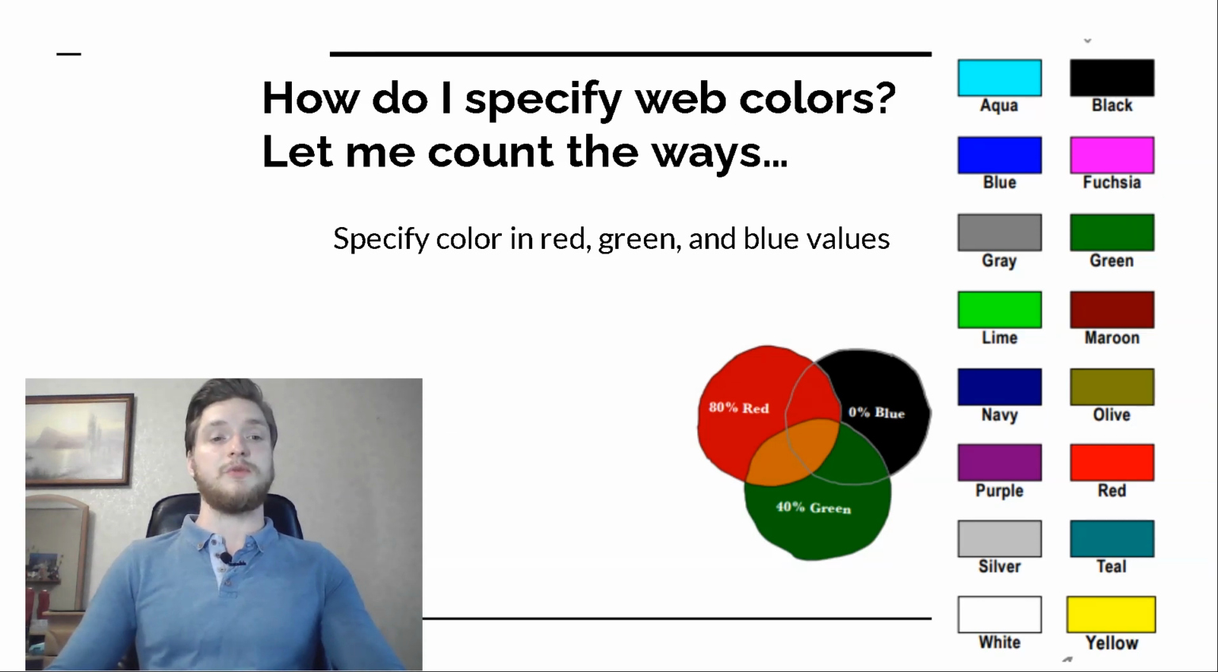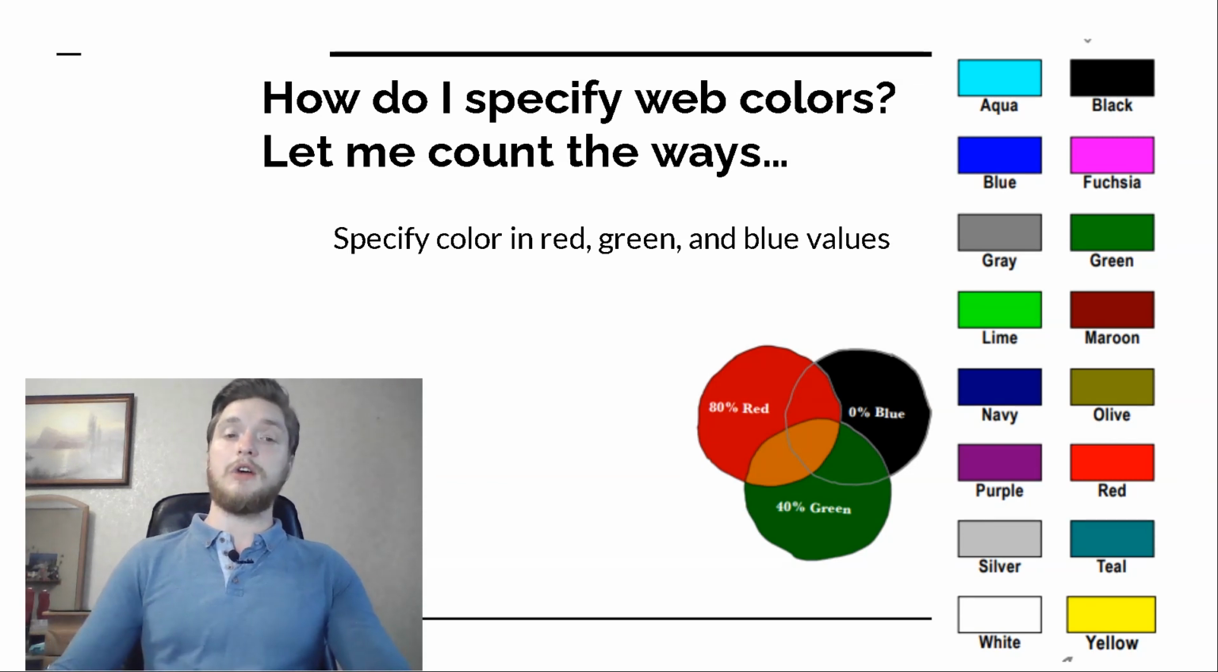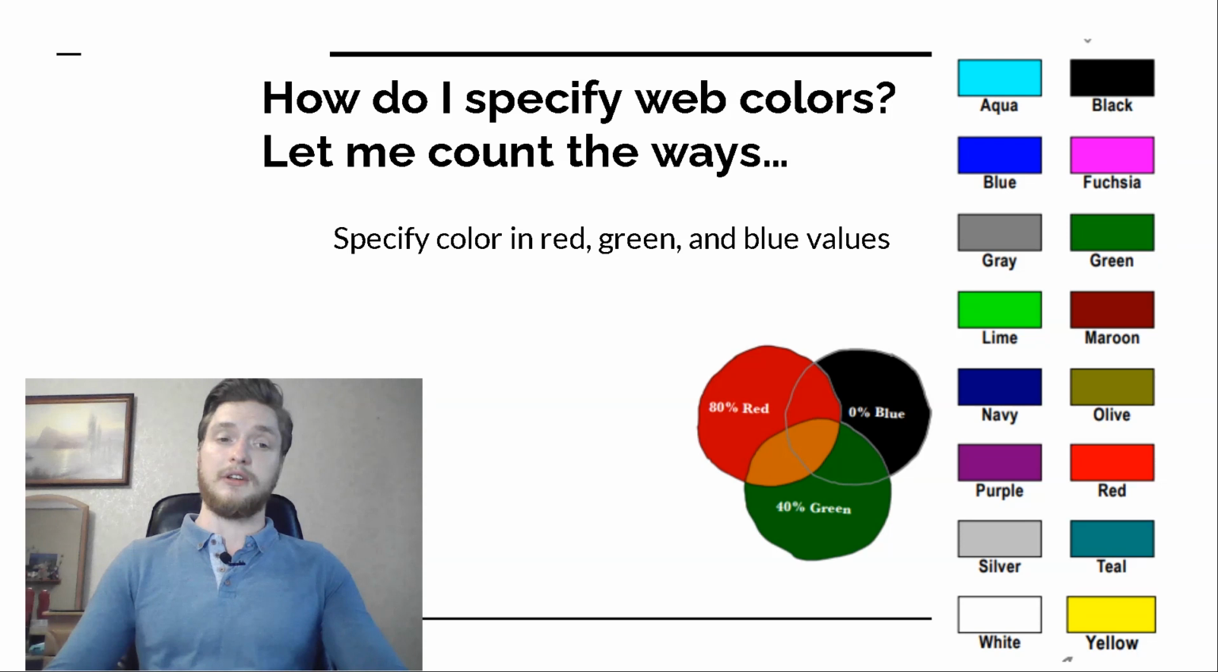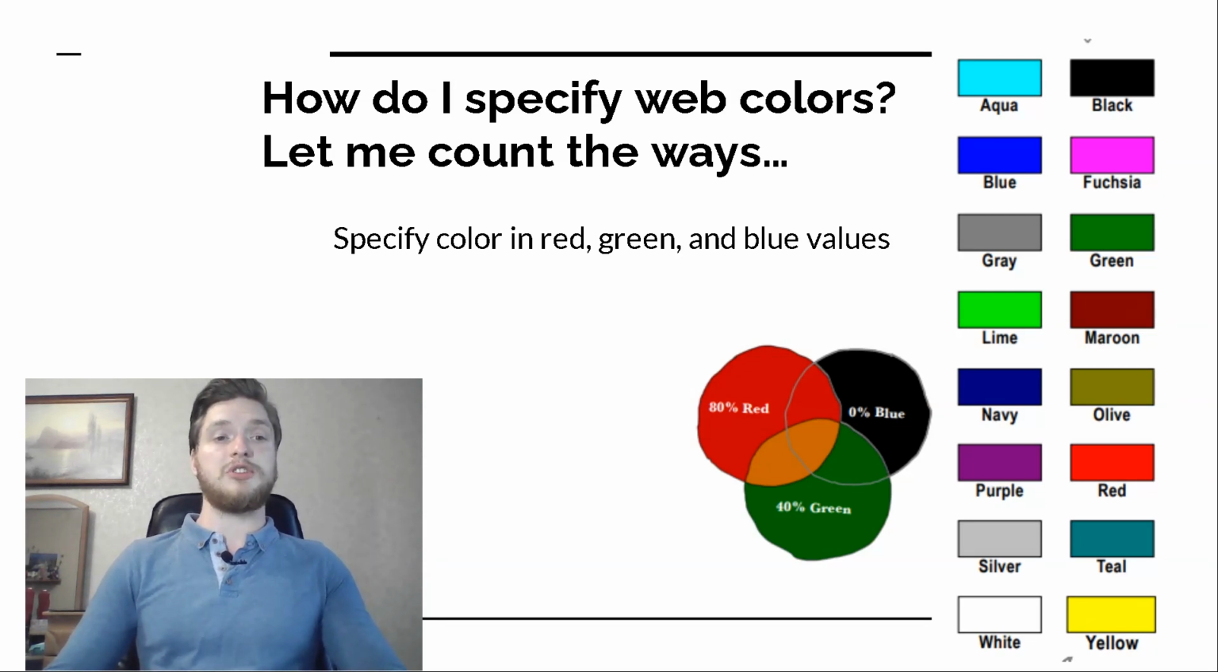But remember that all these ways of specifying color ultimately just tell the browser the amount of red, green and blue that goes into a color. Let's walk through each method of specifying colors in CSS. Specify color by name. The most straightforward way to describe a color in CSS is to just use its name.